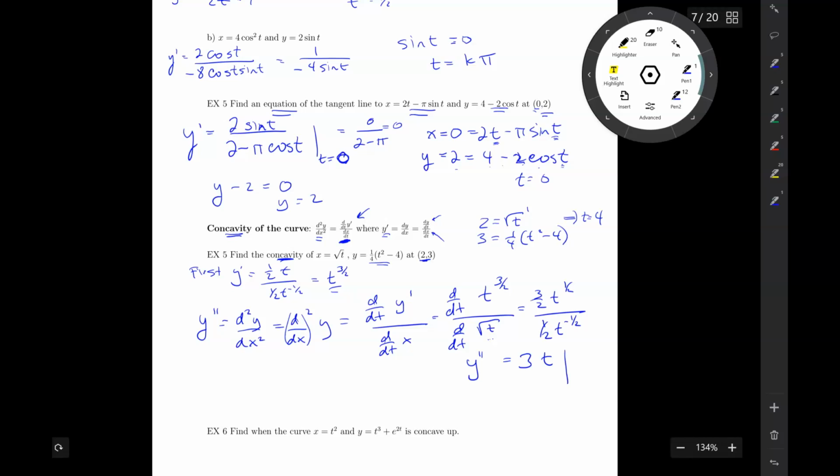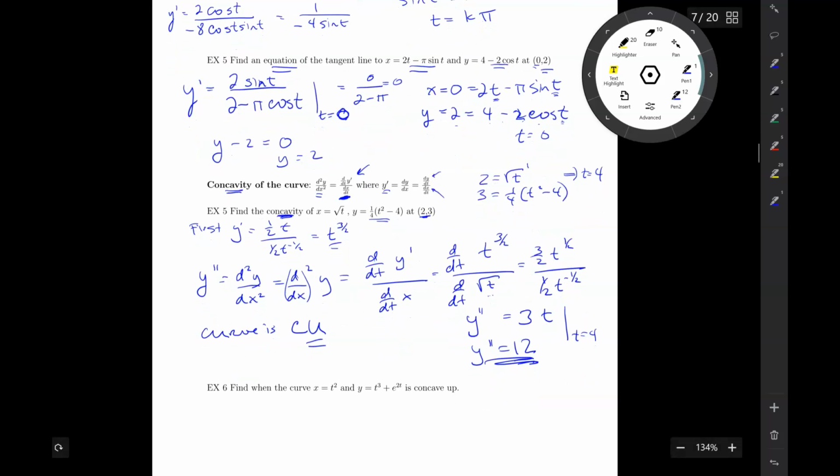Okay, so now I'm going to put in t is 4, so I get y double prime is 12. So if the concavity is 12, that means the curve is concave up, right? So the second derivative is 12. If it's positive, that means it is concave up.